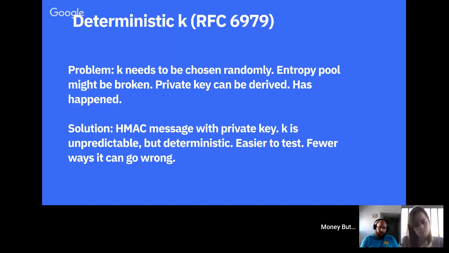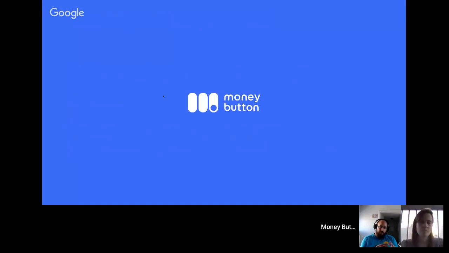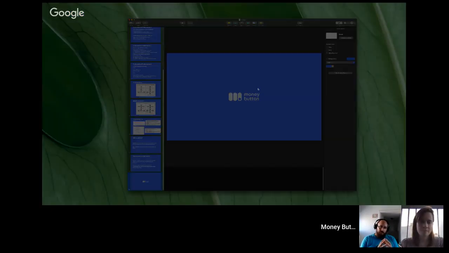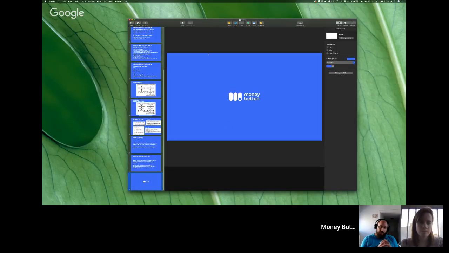So they have no idea what value of K you used, so long as you keep your private key private. So it still has exactly the properties that we're looking for, but it's easier to test and it's easier to know that it's working. You can have standardized test vectors where you make sure your code is producing exactly this signature byte for byte. And that's basically it. Okay, so that's all I have for the theoretical overview.